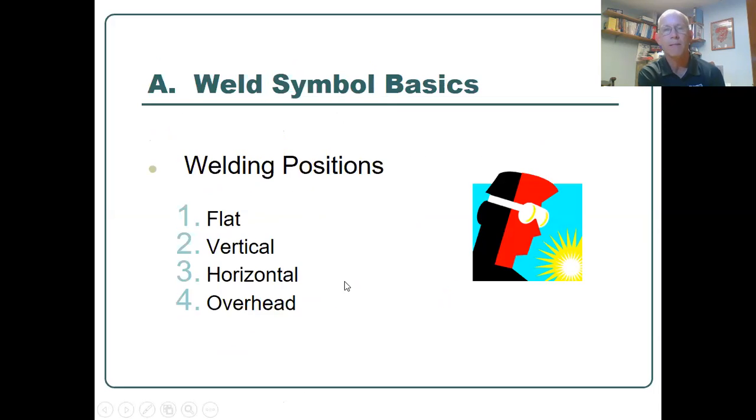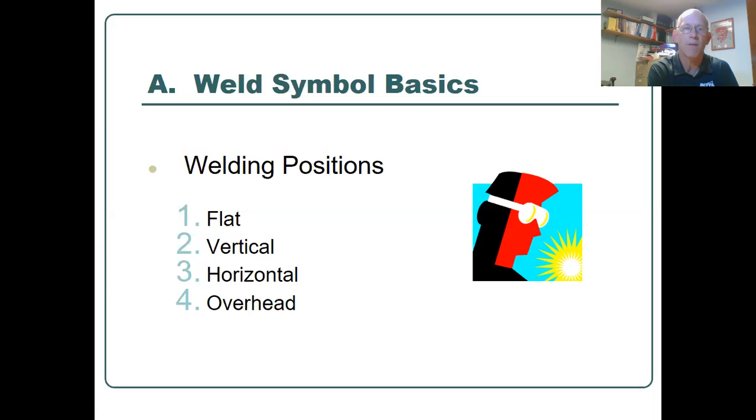Another basic that you should have known from your beginning welding classes are the 4 different welding positions, whether we're in a flat plane, which is the easiest, or the rest of them we're fighting gravity a little bit. So we have a vertical plane, could be vertical up or vertical down, horizontal plane, or again, the number 2.